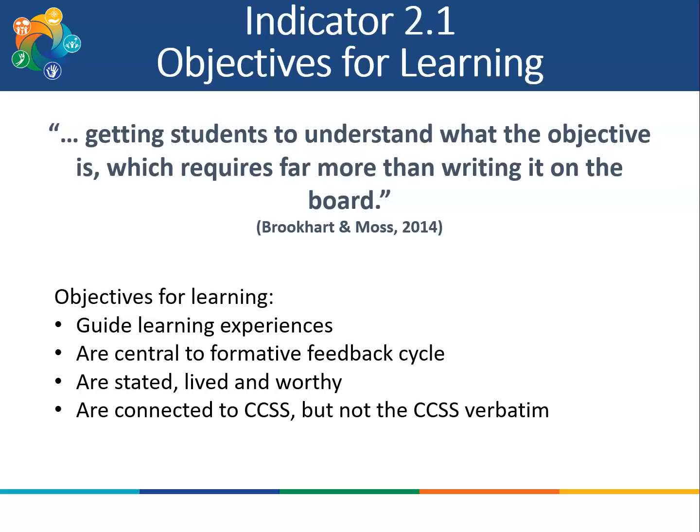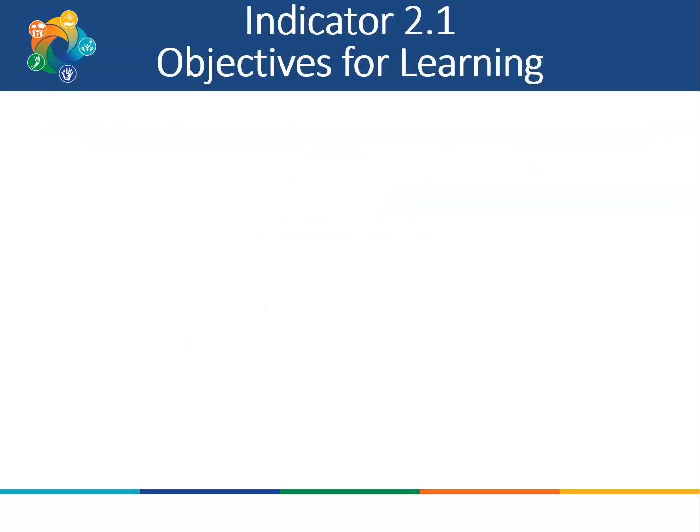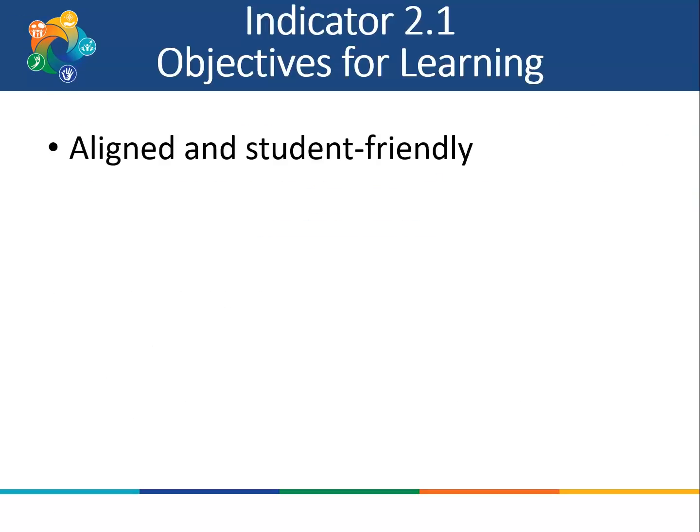High-quality objectives for learning guide learning experiences, are central to the formative feedback cycle with students, are stated, lived, and worthy, and are aligned to standards. Let's examine the descriptors for Indicator 2.1. First, the framework describes strong learning objectives as aligned to grade level standards and/or student IEP goals and written in student-friendly language. High-quality objectives are not the standard itself, but instead describe what students will know and be able to do, and are written in language that the students can refer to throughout their learning.